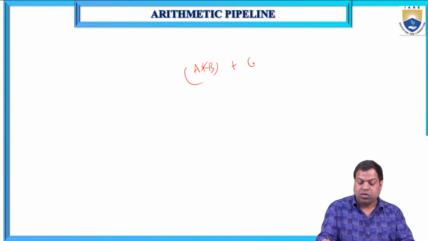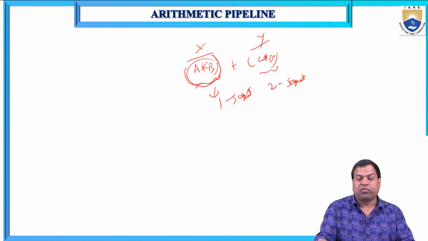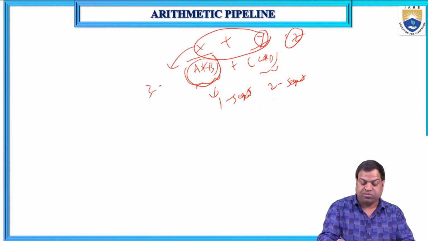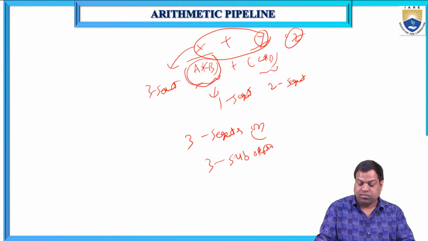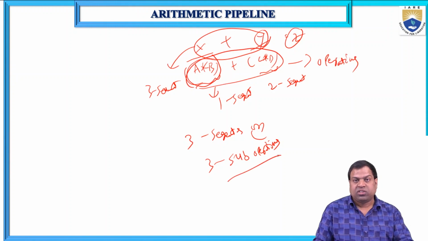Now take A into B plus C into D. Here, what is the output? A into B is segment 1, giving X, and C into D is segment 2, giving Y. After getting the result of A into B, that is X, and the result of C into D, that is Y, finally X plus Y equals Z. That is segment 3. So 3 segments or 3 sub-operations. A into B plus C into D is one operation, and we are dividing it into 3 sub-operations or 3 segments.